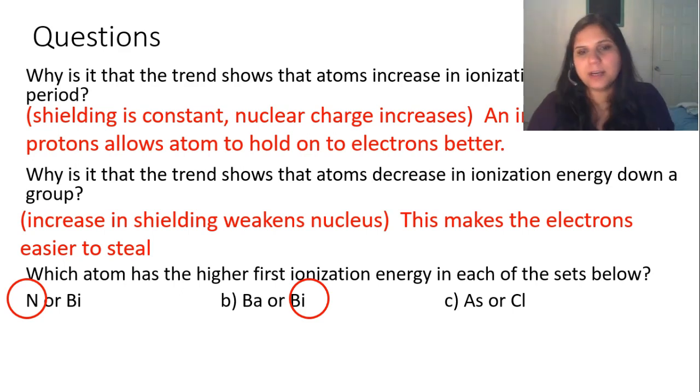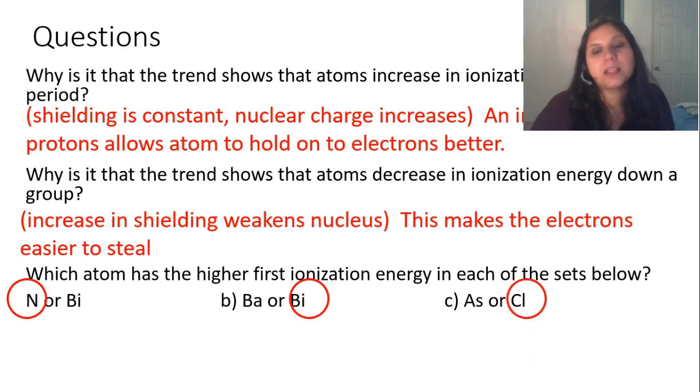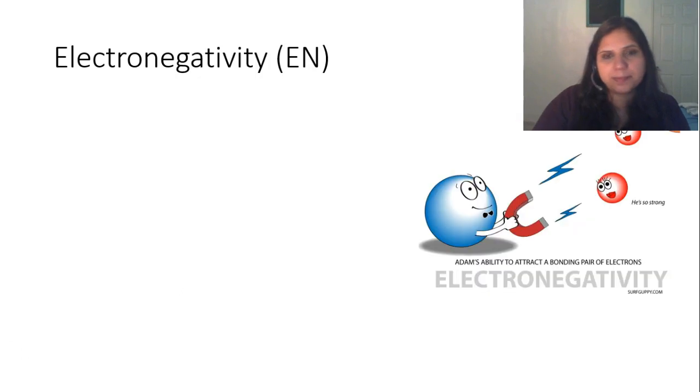Okay. Arsenic and chlorine, those aren't actually in the same period or the same group, but what we can see is that chlorine has less energy levels than arsenic does, and so chlorine is stronger, and therefore it has a higher first ionization energy. In terms of quiz or test questions on trends, you need to be able to both explain the why and make a prediction as to which one has a higher first ionization energy.